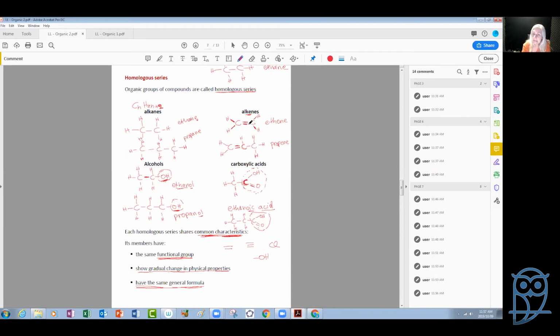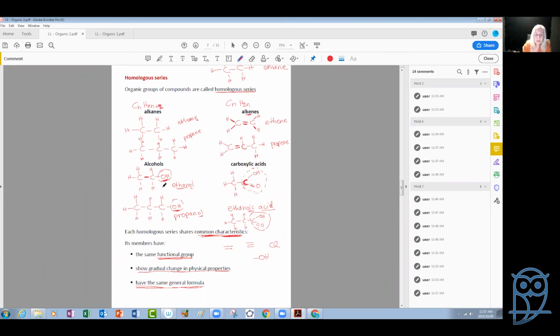In the alkenes now, it has fewer hydrogens because of the double bond. So what is the general formula for alkenes? It is C N H 2N. And again, if you replace the N with the number of carbons here, you are going to see that indeed it applies to all of the members.